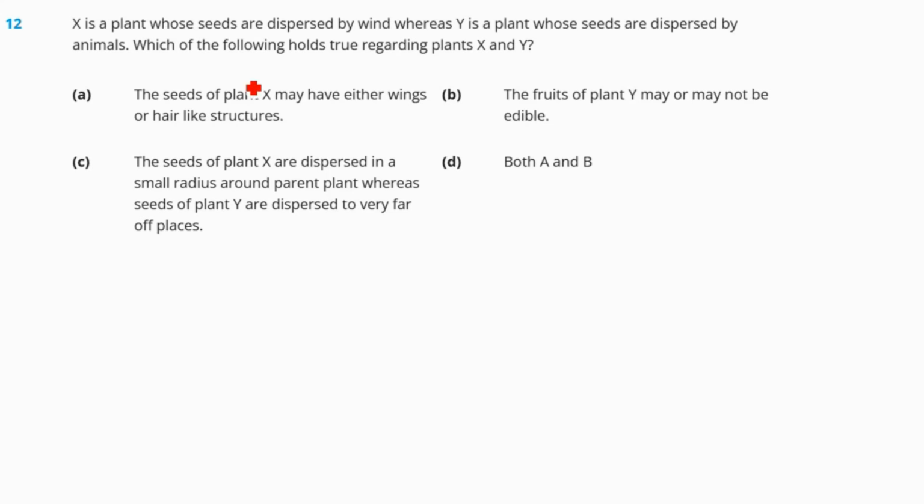Yes, the plants whose seeds are to be dispersed by wind should have some wing-like structure or hair-like structure so that they can be blown off. The fruits of plant Y may or may not be edible. Yes, this is also correct. The seeds of plant X are dispersed in a small radius around the parent plant, whereas seeds of Y are dispersed very far. No, as the wind will blow, it can take the seed to a very distant place also. So this is not a wrong statement. This is a wrong statement. So our correct answer is option number D.